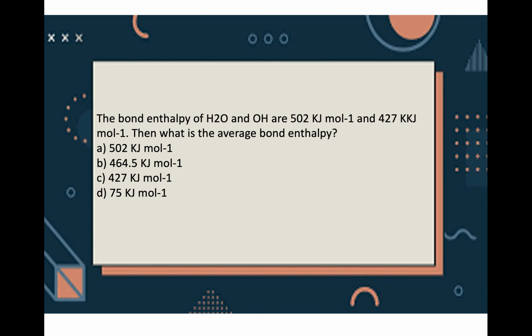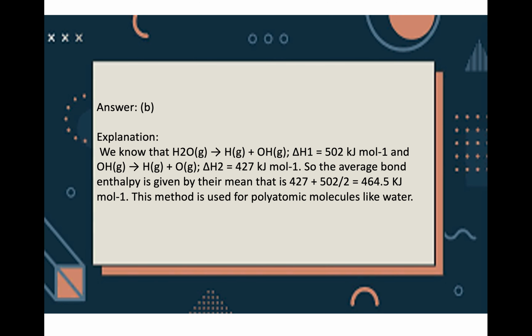the bond angle. So the next question is, the bond enthalpies of H2O and OH are 502 kJ per mole and 427 respectively. Then what is the average bond enthalpy? Is it 502, 464.5, 427 or 74? The correct option is B, 464.5.